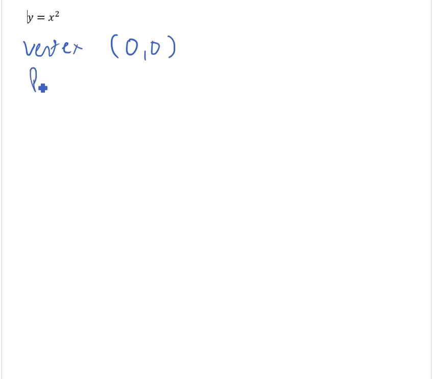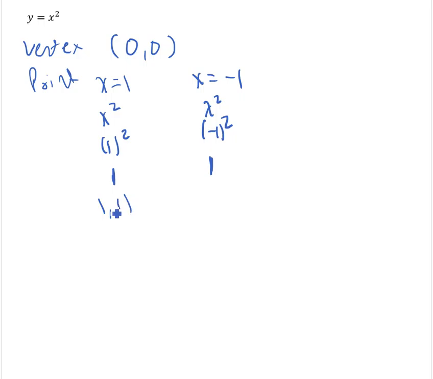So now we just have to find a point to match it. So we're going to plug in x equals 1 and x equals negative 1. So if I plug in 1 to x squared, well, 1 squared is 1. Okay, so now I'm going to take that same thing, plug it into x squared here, so I get negative 1 squared, so I get 1. So I now have points at 1, 1 and negative 1, 1. So let's graph all three of these points.